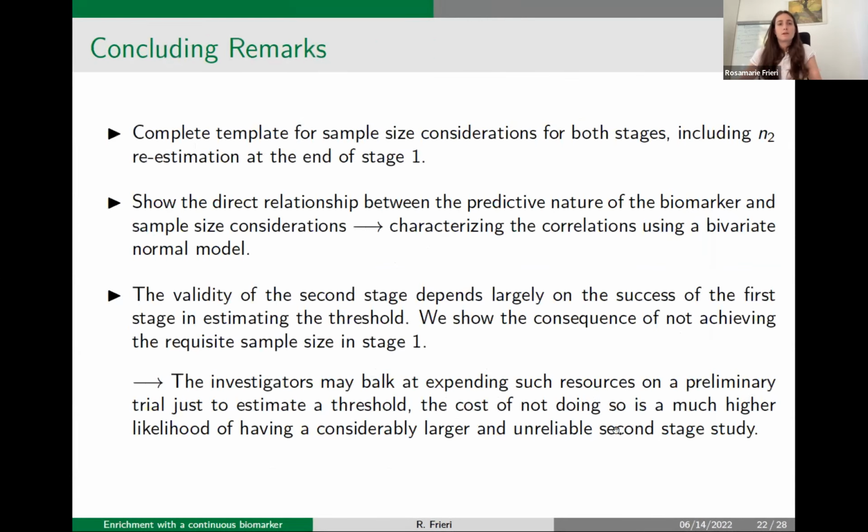So to conclude, we have provided a complete template for sample size considerations for both stages. Since we characterize the correlation using a bivariate normal model, we have shown the direct relationship between the predictive nature of the biomarker and the sample size. The result that we want to stress is that the validity of the second stage largely depends on the success of the first stage in estimating the threshold. So even if the investigator may balk at expending so much resources on a preliminary study, the cost of not doing that is a much higher likelihood of having a less reliable stage 2.